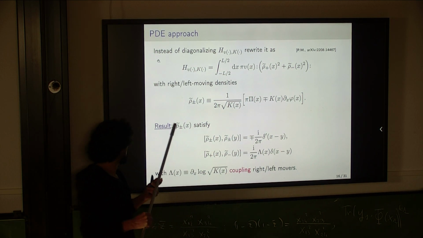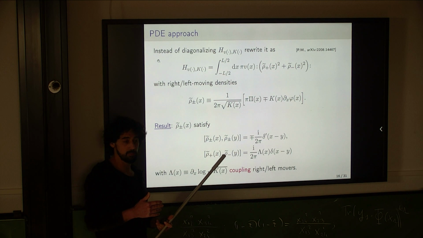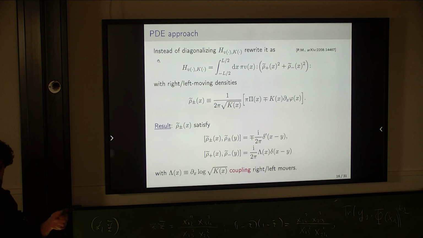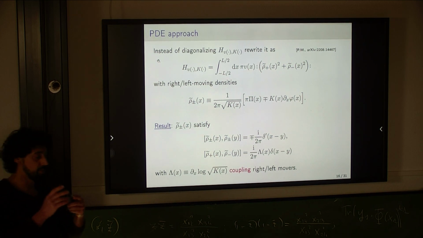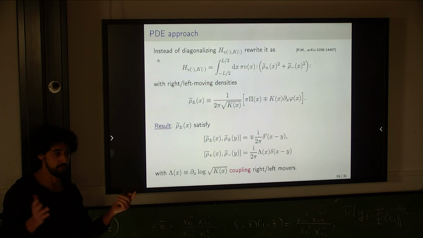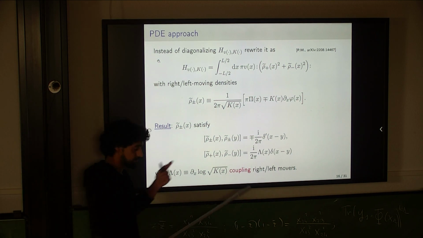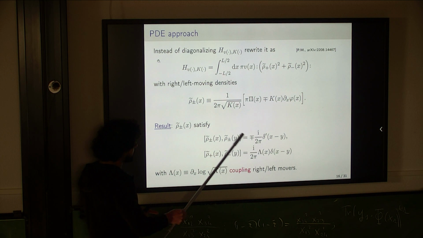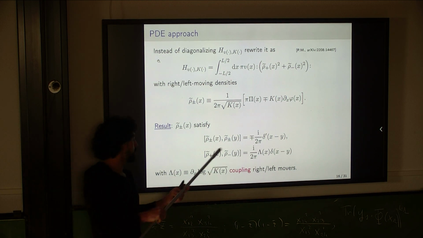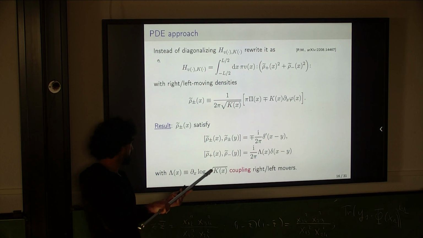So one thing you can check is what kind of commutation relations they satisfy. Plus is basically a right mover, minus is basically a left mover. However, the complication here is that how you divide into right and left movers depends on k. And since k depends on position, how you divide into right and left movers varies in space, so your division into right and left movers is not the same everywhere. So you have basically the same commutation relations within the same species, right or left mover. However, between them you now have some coupling that depends on this lambda of x, which you can show is given by a derivative of the logarithm of the square root of k of x.